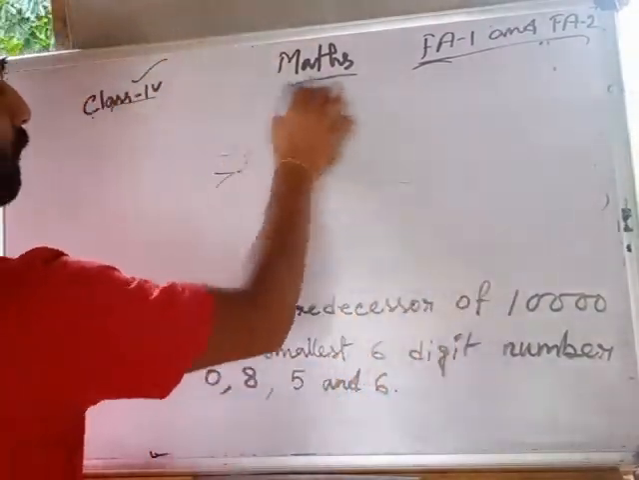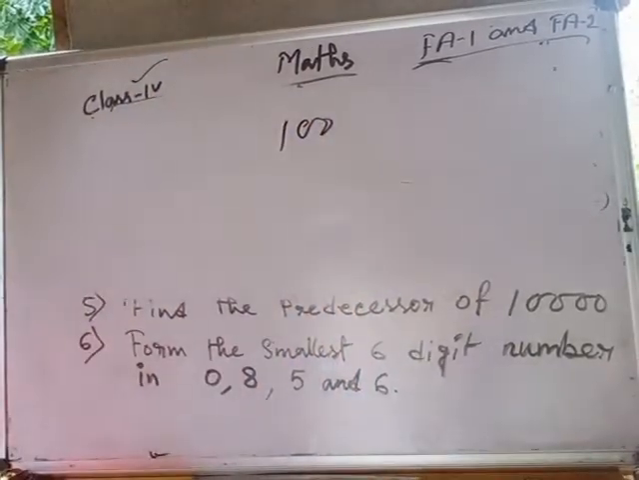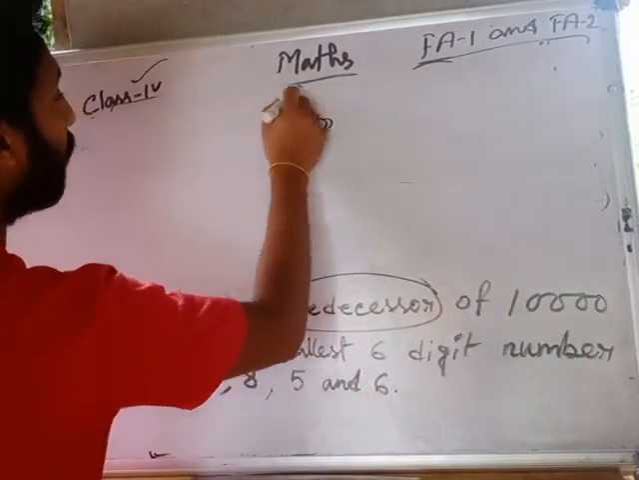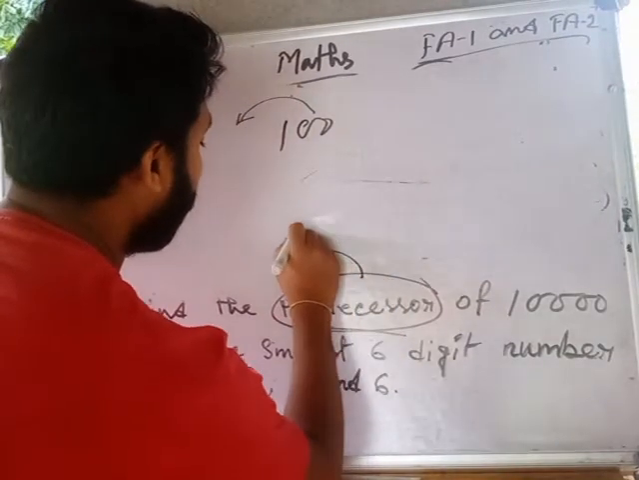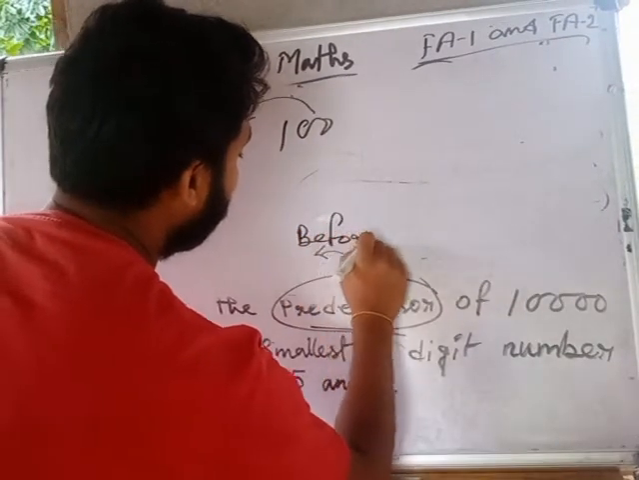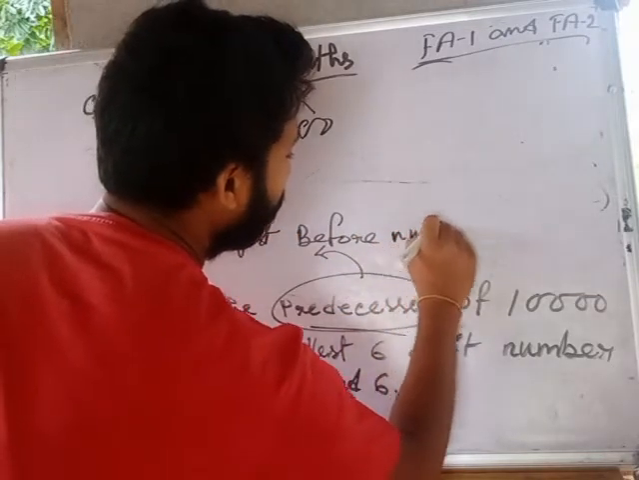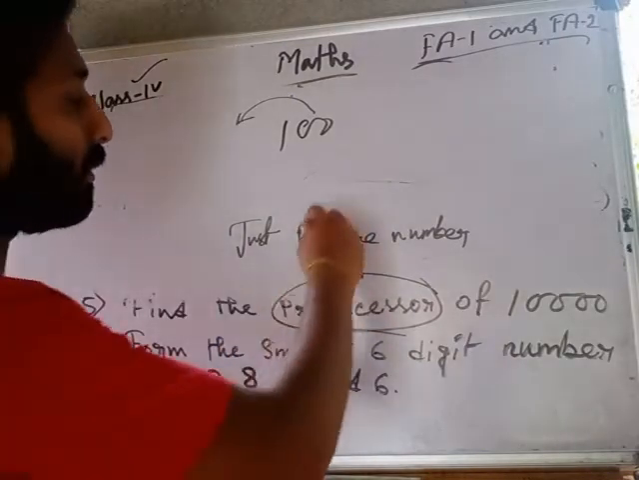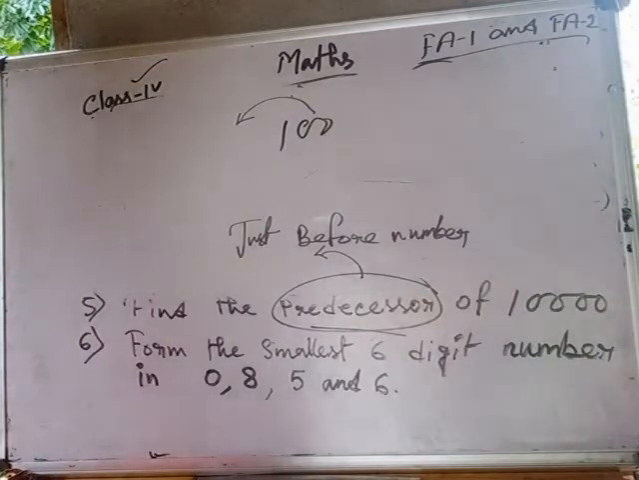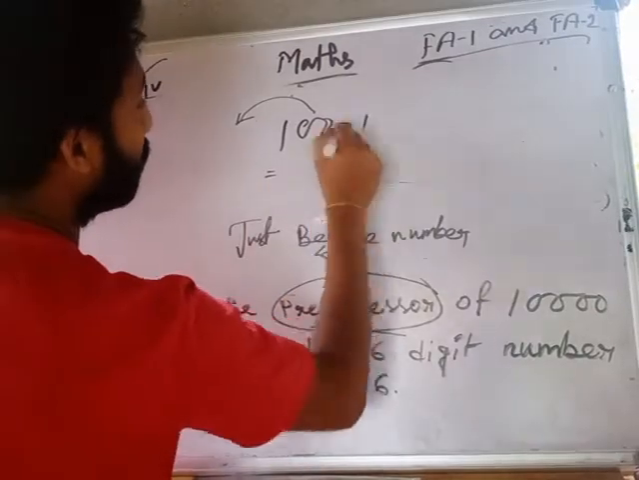After that I will tell you what a predecessor is. Suppose it is 1000. Predecessor means the number before. Predecessor means the number just before. If it is successor, that means the number just after. So for the number just before, we should subtract 1.